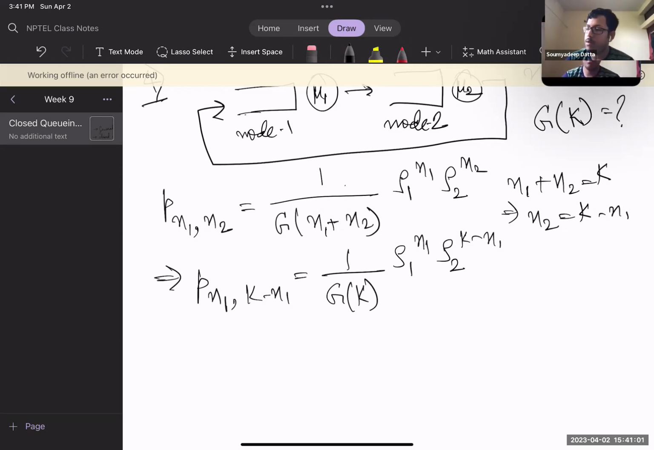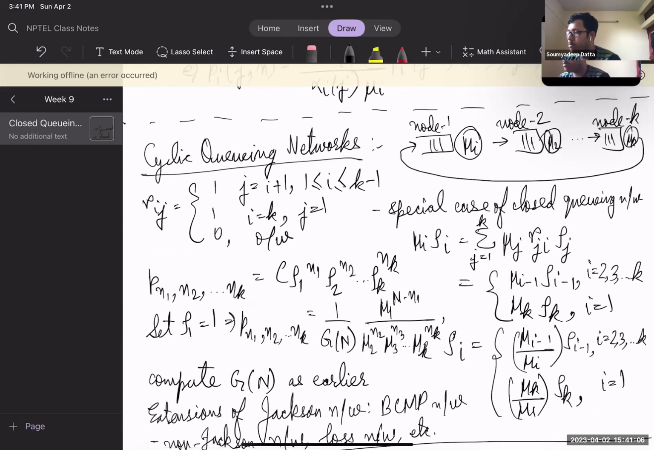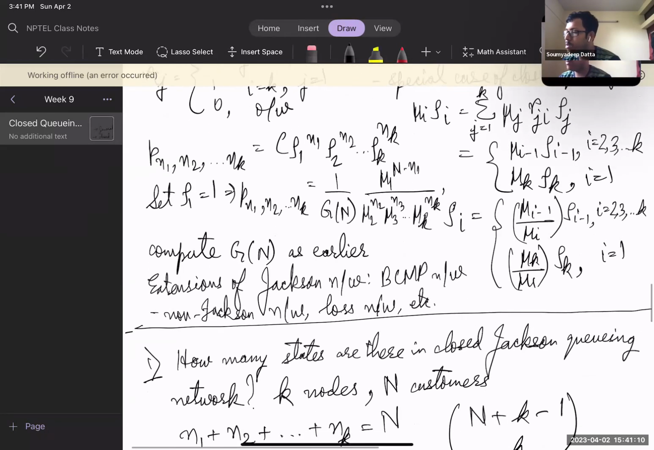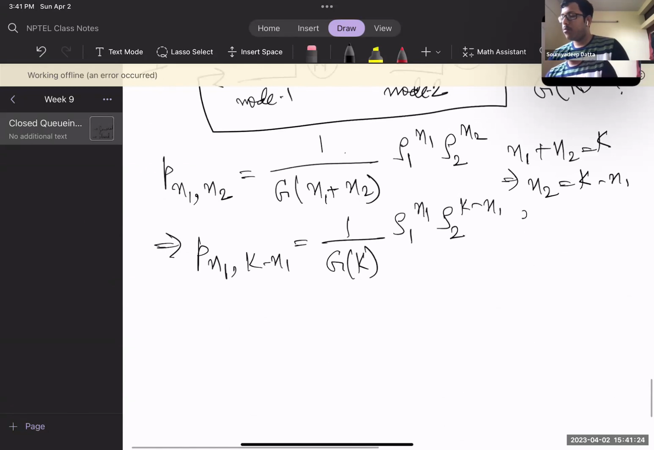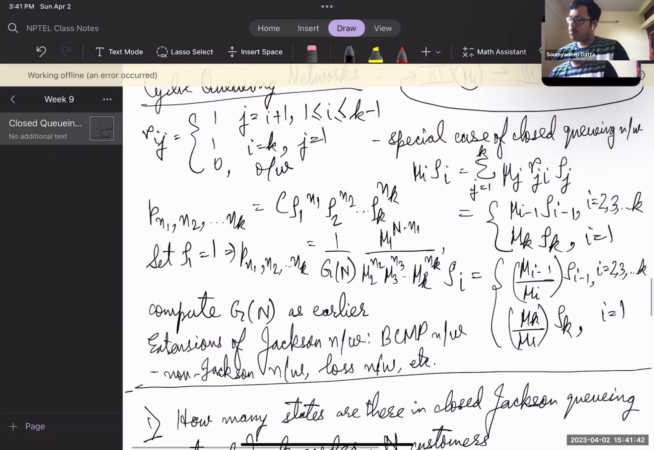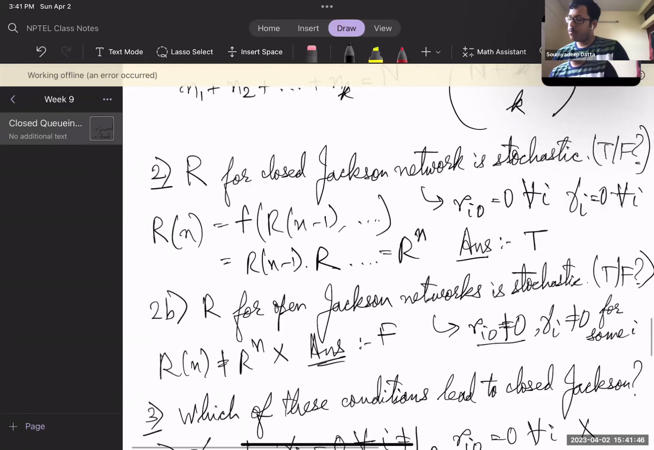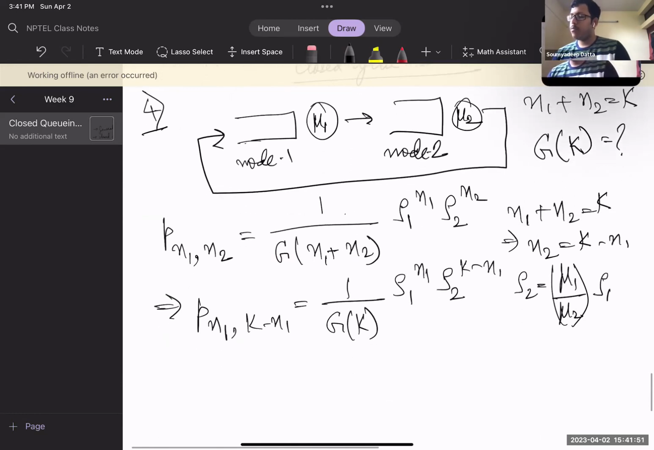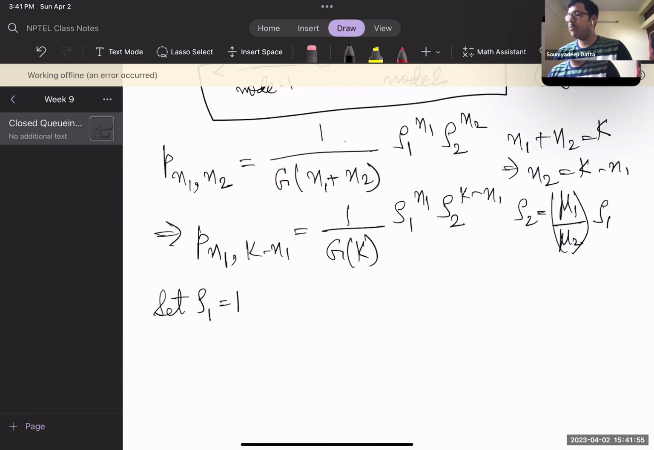We also have another relation from the theory, from the balance equations. For i equal to 2 to k, we can write rho i equal to mu i minus 1 by mu i, times rho i minus 1. So rho 2 equal to mu 1 by mu 2 times rho 1. We usually set rho 1 equal to 1 for now, because ultimately we'll be normalizing, so it's fine, which implies rho 2 equal to mu 1 by mu 2.